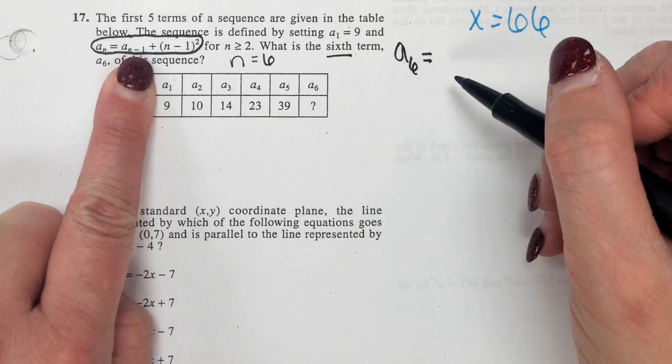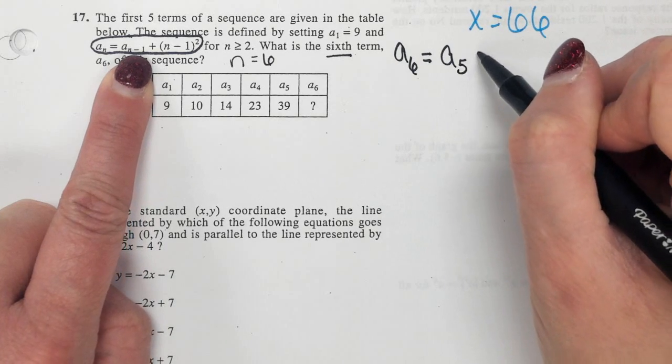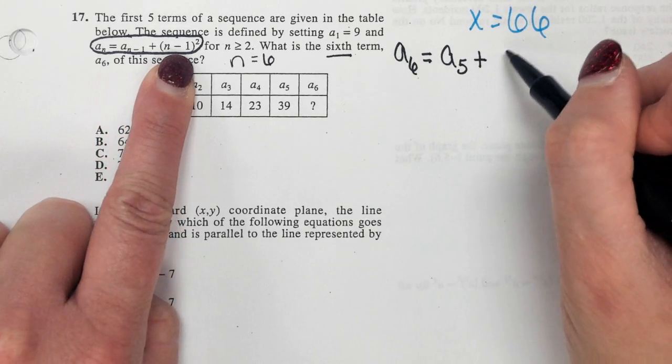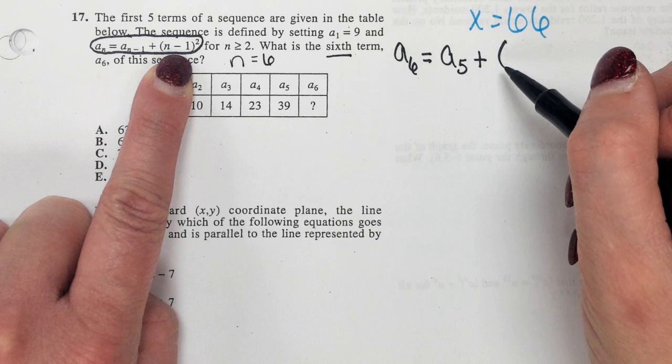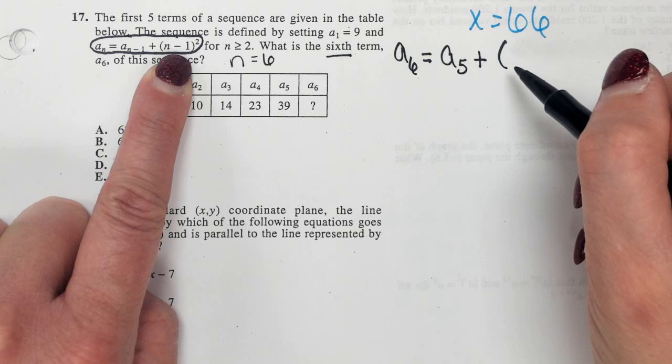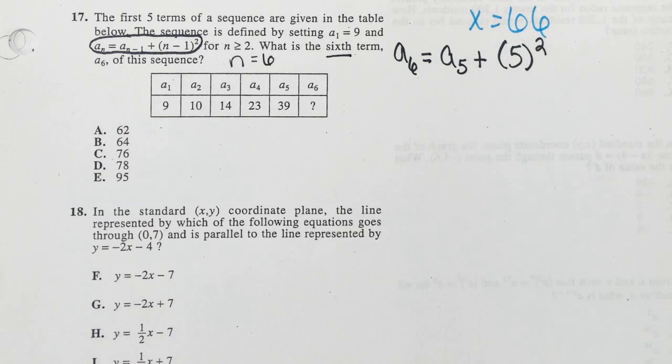And then what would this be? 5. 6 minus 1 is 5. Very good. Plus, what would that be? What's n? 6 minus 1 is 5 squared. Very good. Do you have your calculator?